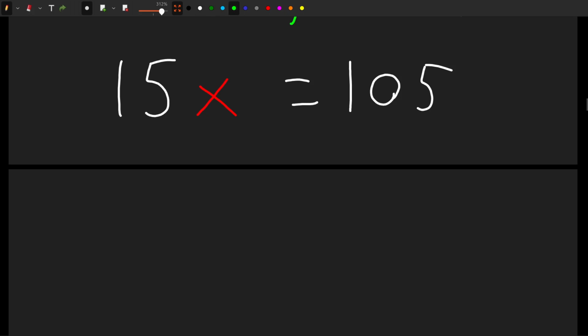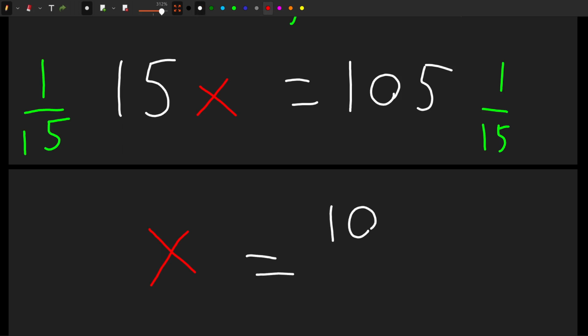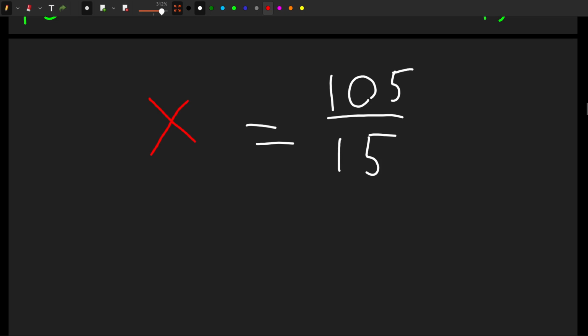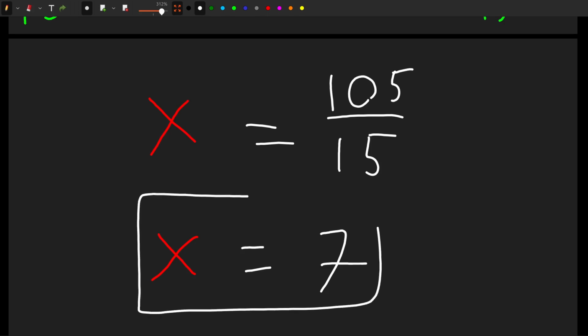Now I'm going to multiply both sides by 1 over 15. And on the left-hand side, I just get x. And on the right-hand side, I get 105 divided by 15. 105 divided by 15, if we work that out, x will equal 7. 105 divided by 15 is 7. And there's our answer.